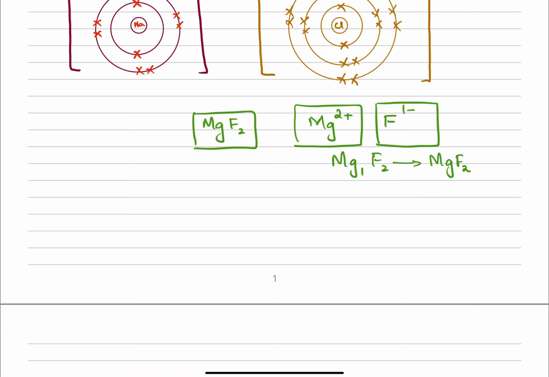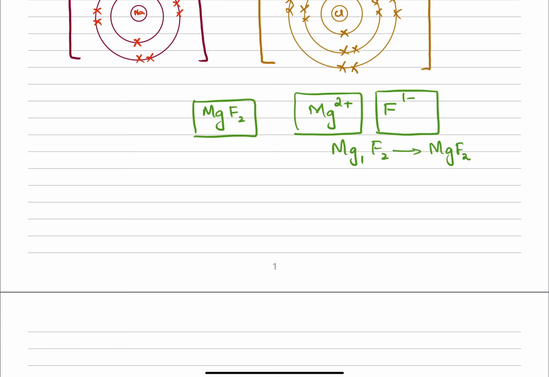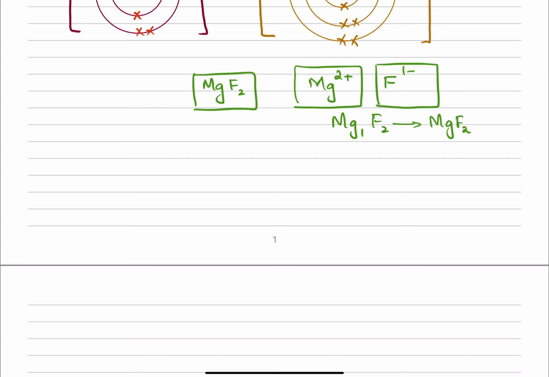How did I know that magnesium has a 2 plus charge? Because magnesium is in group 2. It has 2 outermost electrons. It can lose 2 outermost electrons and will get a 2 plus charge. Fluorine is group 7, so fluorine will gain 1 electron and that's why it gets a charge of 1 minus. So I need 2 fluorides to balance off 1 magnesium cation.